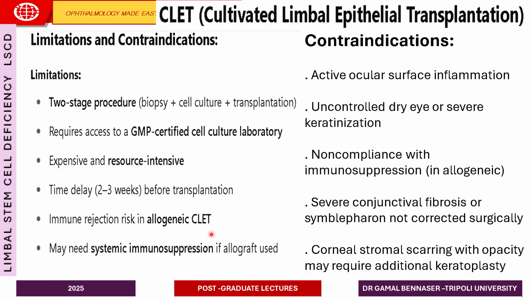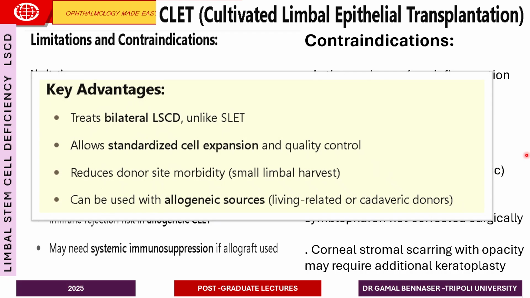Of course, as with any type of limbal stem cell transplant, in the presence of active inflammation, it is contraindicated and better not to do the operation, or if there is severe keratinization of the cornea with severe dryness. You have to treat the associated ocular surface pathology before you start to contemplate the limbal stem cell procedures. And also in the presence of severe conjunctival fibrosis and symblepharon, you have to treat the adnexa first, and then you go ahead with this type of operation.